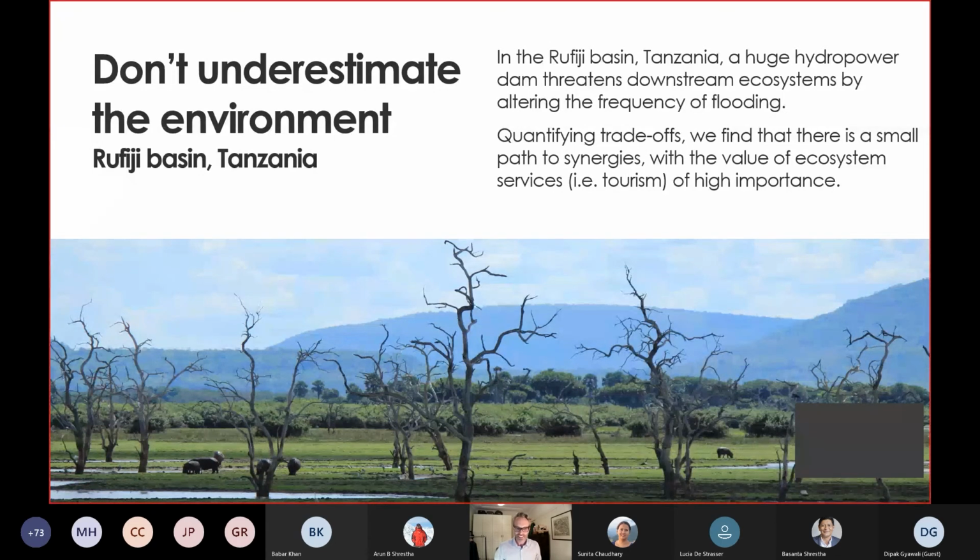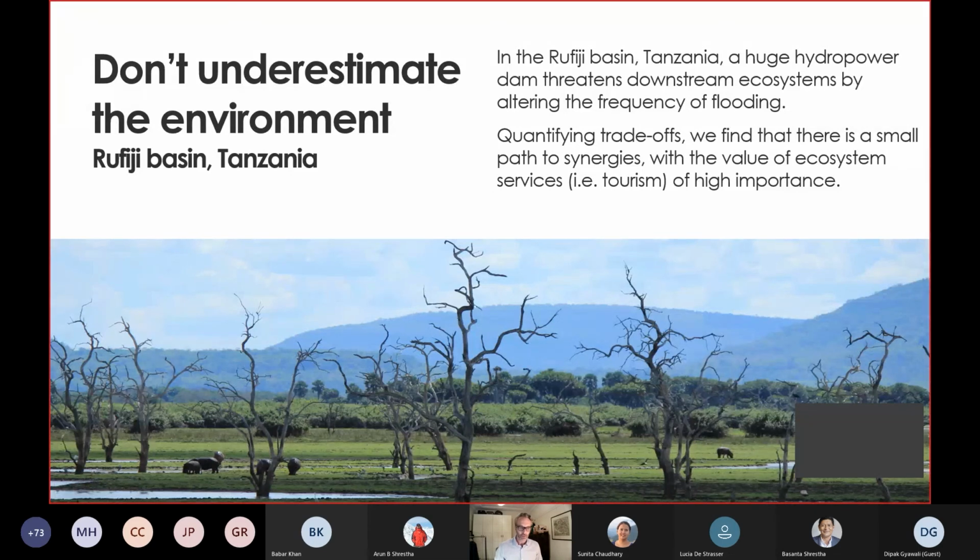And here you see a picture. It's maybe not the most promising picture because of the dead trees, but there's a lot of wildlife with a lot of tourism potential, which is currently not exploited yet. And what you see here is that analyzing trade-offs between potential energy production, agriculture development upstream and downstream, and tourism, we see that there are small positive synergies, but only if you would prioritize the value of ecosystems, even in dry years.